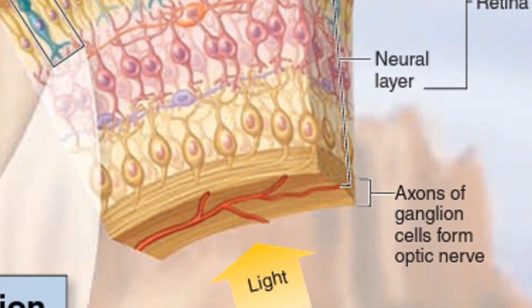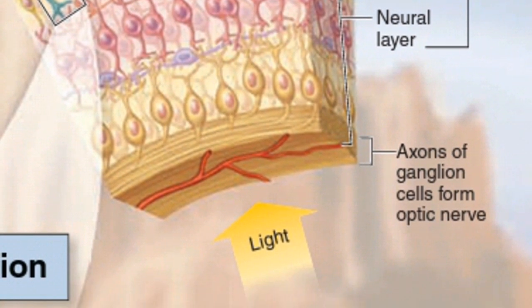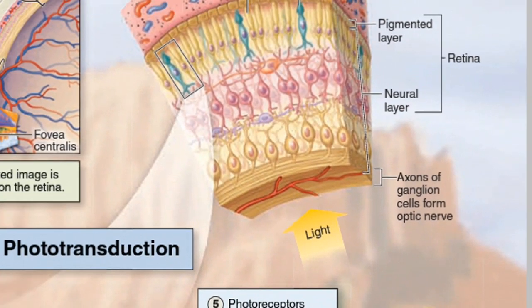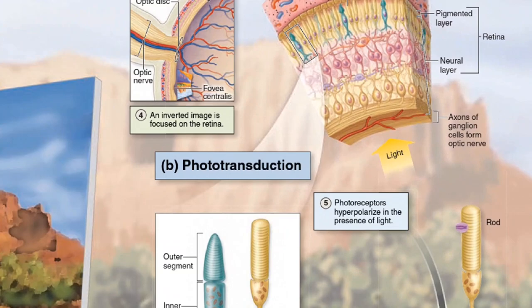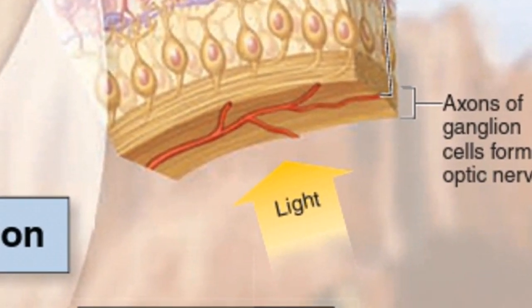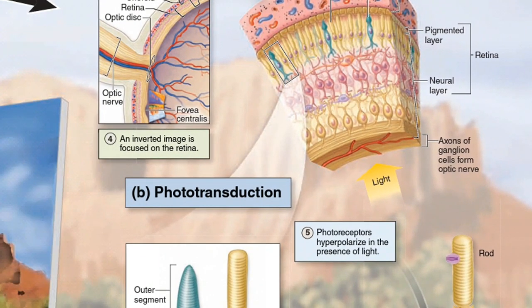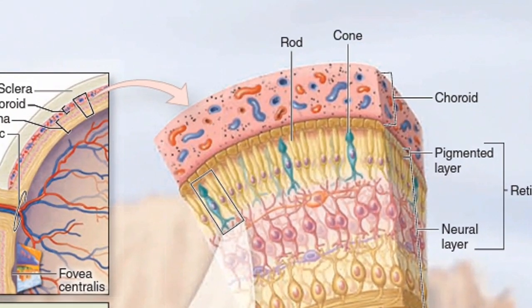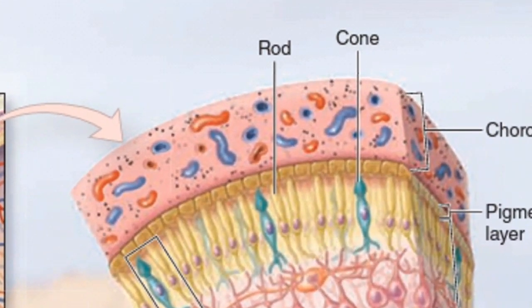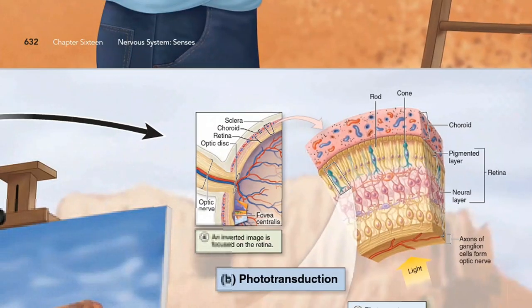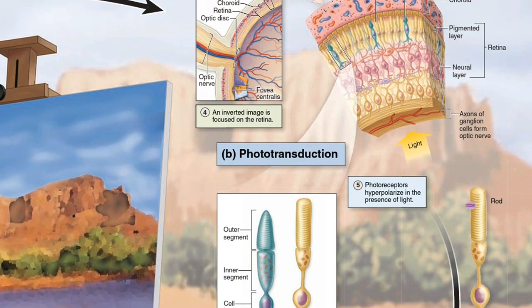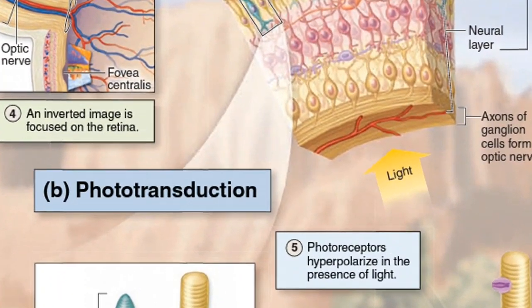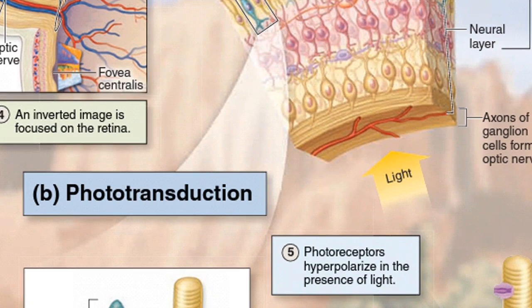In the neural layer ganglion cells are there, and the axons of the ganglion cells bundle together and form the optic nerve. The arrow shows the direction of incoming light, and due to this incoming light the rod and cone cells are excited. When the rod and cone cells are excited, the process of phototransduction starts.